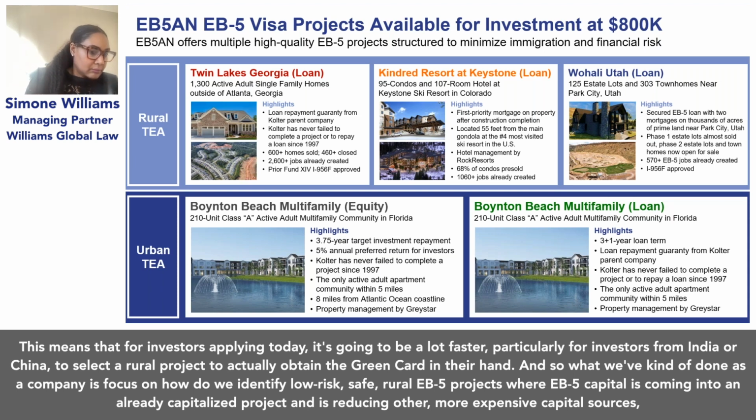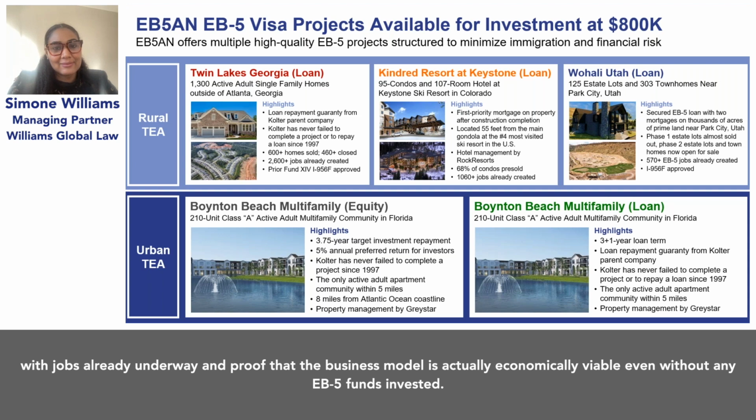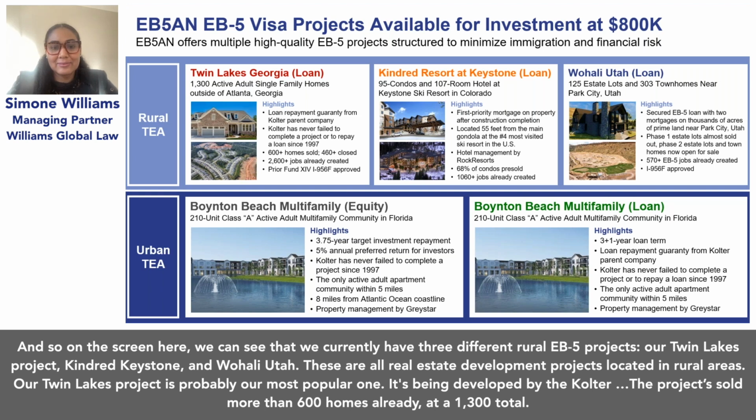And so what we've done as a company is focus on how to identify low risk, safe, rural EB-5 projects where EB-5 capital is coming into an already capitalized project and is reducing other more expensive capital sources, with jobs already underway and proof that the business model is economically viable even without any EB-5 funds invested. On the screen, we can see that we currently have 3 different rural EB-5 projects: our Twin Lakes project, Kindred Keystone, and Wahale, Utah.